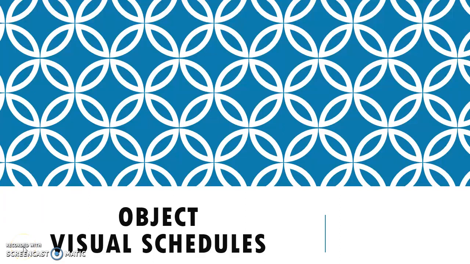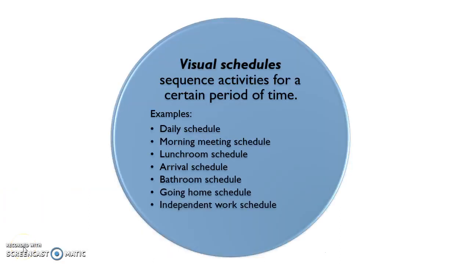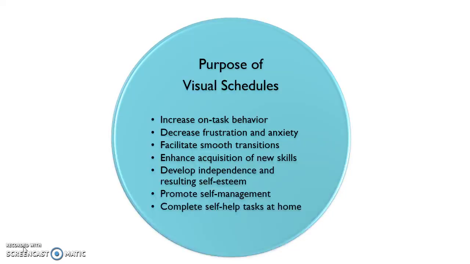So let's talk a little bit about object visual schedules. As a reminder, visual schedules sequence activities for a certain period of time. Some examples of what we can use visual schedules for are a daily schedule, a morning meeting schedule, a lunchroom schedule, an arrival schedule, bathroom schedule, going home schedule, and independent work schedule.